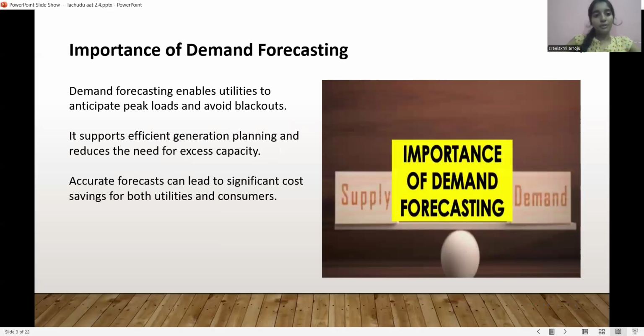The importance of demand forecasting. Demand forecasting enables utilities to anticipate peak loads and avoid blackouts. It supports efficient generation and planning and reduces the need for excess capacity. Accurate forecasts can lead to significant cost savings for both utilities and consumers.